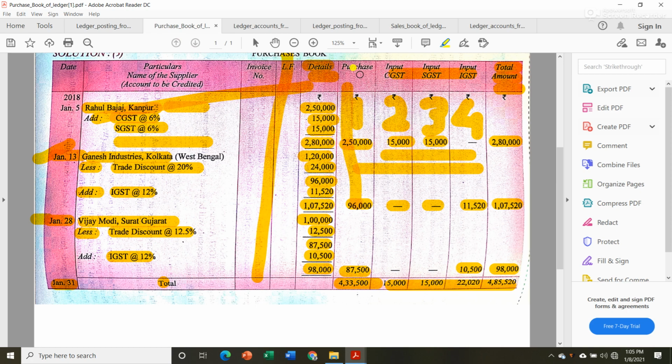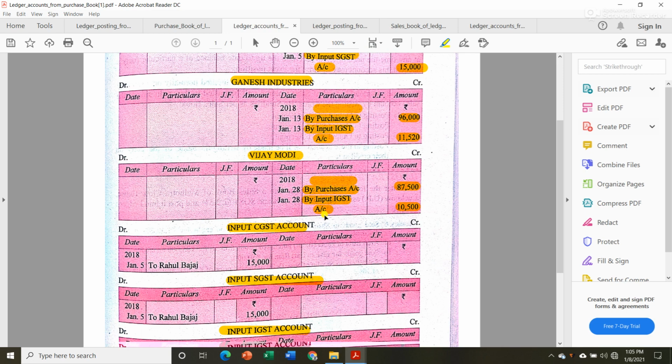First column is our purchase column. Okay, now the main important thing while posting ledger from purchase book is to keep in mind this particulars column, purchase, input CGST, SGST and IGST column. Since particulars column is over, now we will focus on purchase column. Now in purchase column, first item we have, let us see this purchase column later. Okay, at last. First let us see input CGST column. So we are going to mainly focus on our input CGST ledger account.